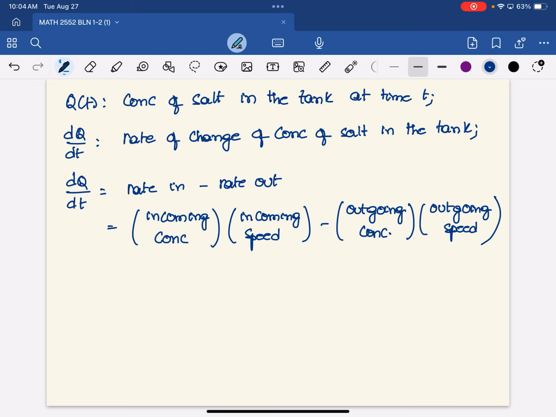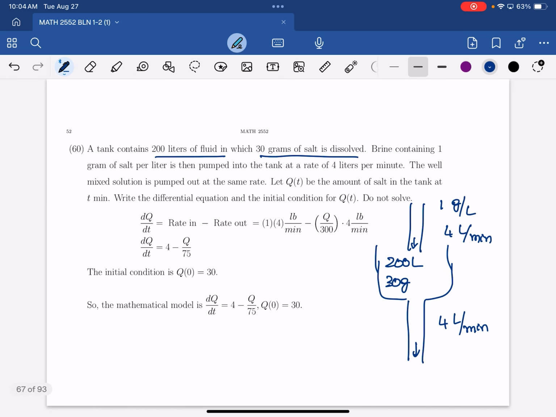We are considering concentration, right? The reason is that this problem said a fluid containing 1 gram of salt per liter. So it is not just the amount of salt, it's the salt per liter. If I'm letting in 2 liters, then it's 2 grams of salt. So it's an incoming concentration.